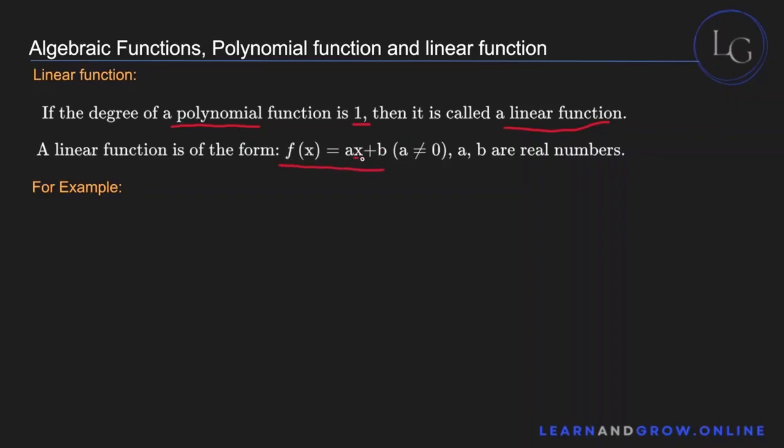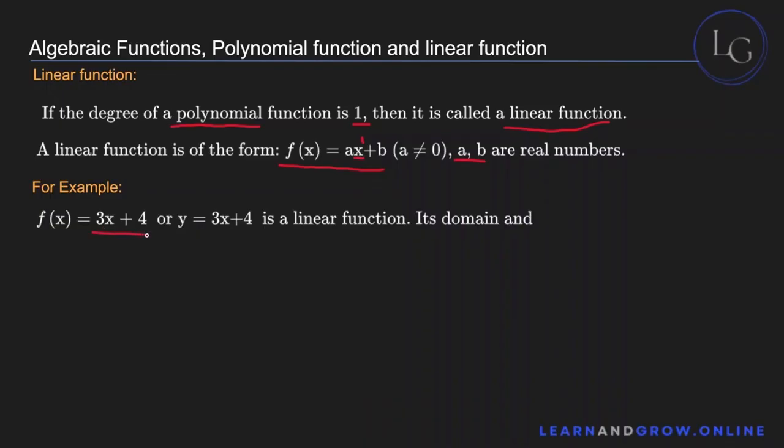So you can see that x has 1 as its power over here, and a will basically just be the leading coefficient. I mean, there is only one coefficient over here, so it doesn't really matter. And a and b should be real numbers, okay? So here's an example: f of x is equal to 3x plus 4, or y is equal to 3x plus 4. It is a linear function, and its domain and range are again the set of real numbers. So that's basically it for algebraic functions and the two types.